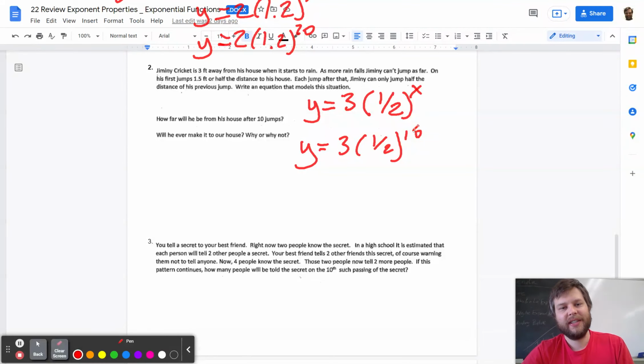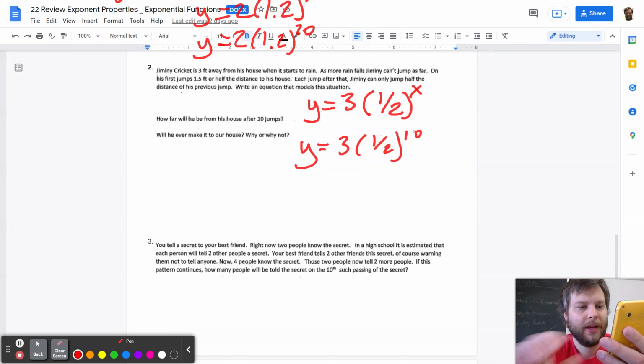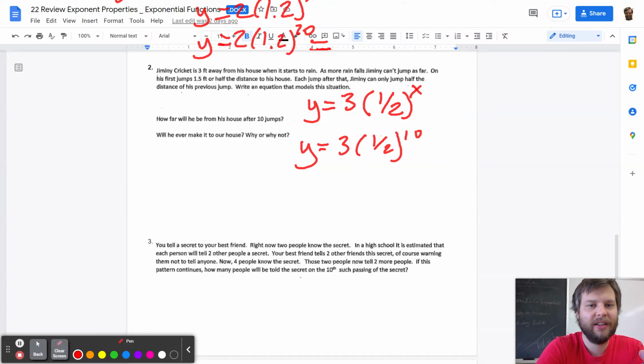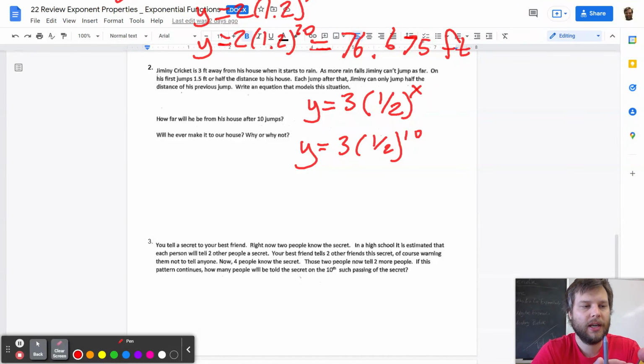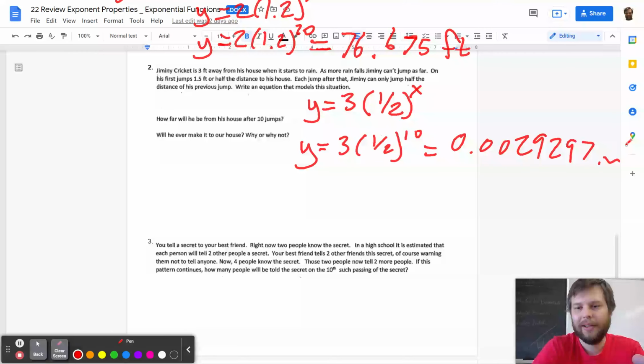And so the answer to the first one would just be 3 times 1/2 to the 10th. Oh, I guess on my last word problem, I kind of just left my answer written out as to the 20th. I'm actually going to go back and fix that. My bad. So on this previous one, I should have actually just typed this into the calculator and gotten 76.675 feet. So he's got a real big nose there. And same sort of idea, if I type in for Jiminy Cricket 3 times 1/2 raised to the 10th, he has got 0.0029297, etc.